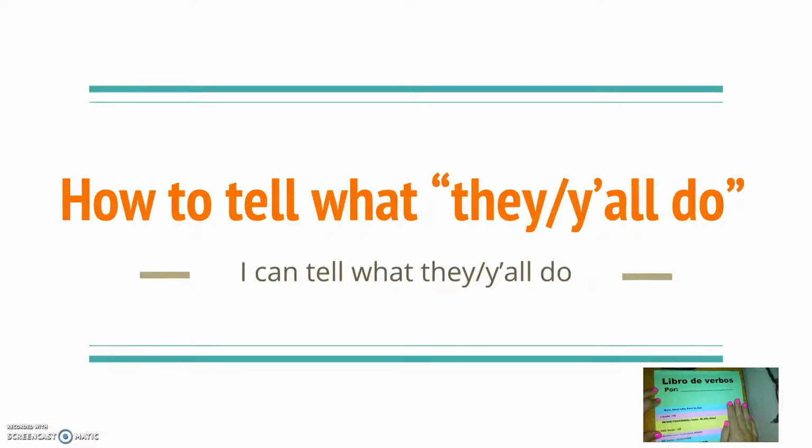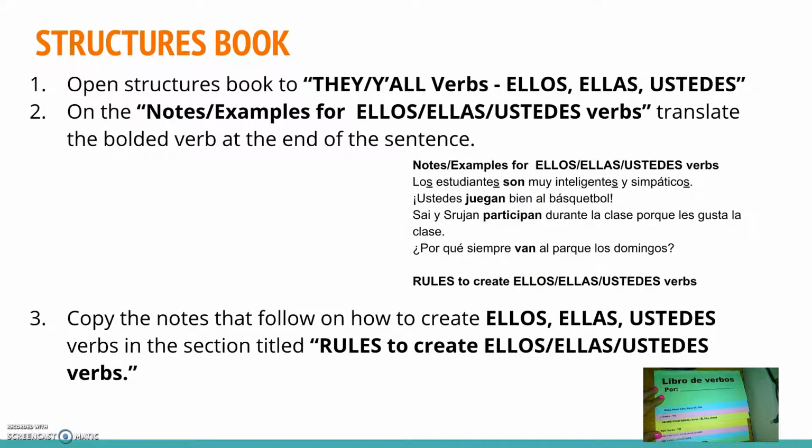How to tell what they or y'all do. Open the structures book to the they, y'all verb section. You will notice that this notes and examples has not been printed well. So you need to grab the piece of paper from your teacher and tape in the notes and examples.